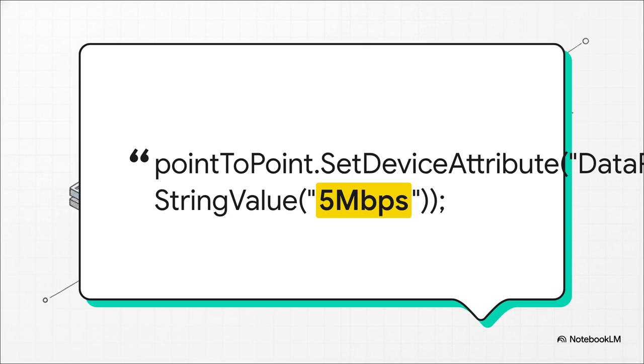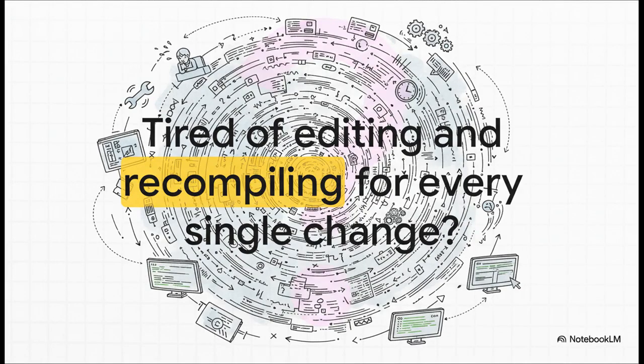You're just setting a data rate for a link right there in the C++ code. And that's totally fine when you're just getting your feet wet. But what happens when you want to test your simulation at 10 megabits per second, or 50, or maybe 100? You know the drill. You have to dive back into the code, change that one little string, save it, and then kick off a full recompile. It's this super tedious cycle, and honestly, it's a massive drag on your productivity, especially when you need to run a whole series of experiments.